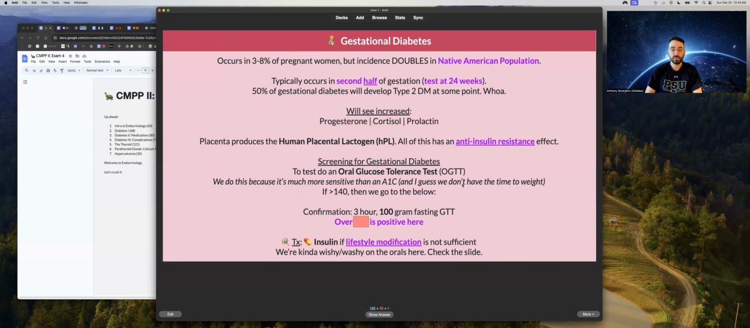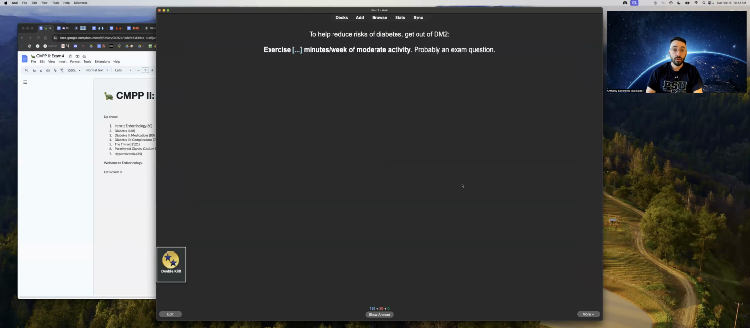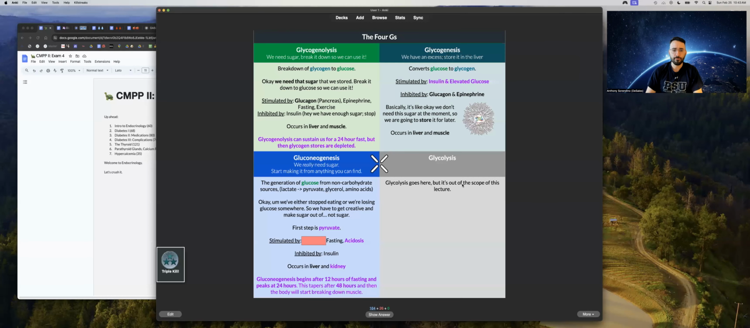Yep. Gestational diabetes over blank is positive here. For that second part, oral glucose, isn't it 200? Yeah, sweet. To help reduce risk of diabetes, exercise 150 minutes a week. Gluconeogenesis is stimulated by something, fasting, and acidosis. It's got to be glucagon.